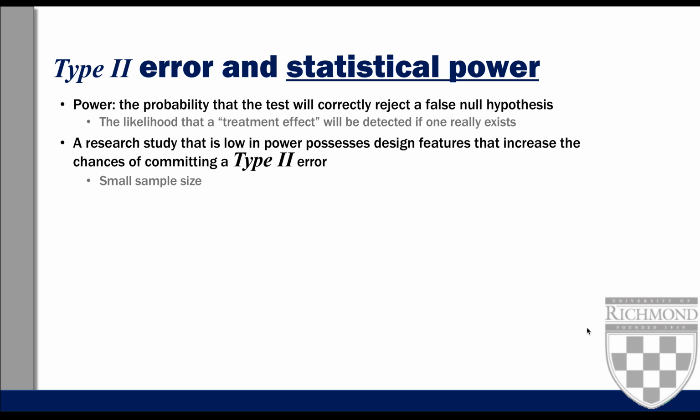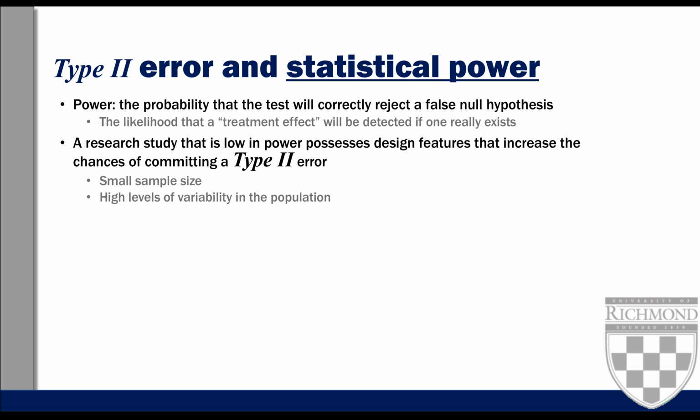And there are a lot of design features that increase the chance of committing a type 2 error. Small sample size, right? One of the things that you know already is that if your n, your sample size, is low, then your sampling error goes up. So, when you talk about standard error, that gets bigger as your sample size gets smaller. They're inversely related to one another. Probably the most common problem we have in psychology is small sample size, that our studies are just underpowered, which makes it difficult to reject the null hypothesis.